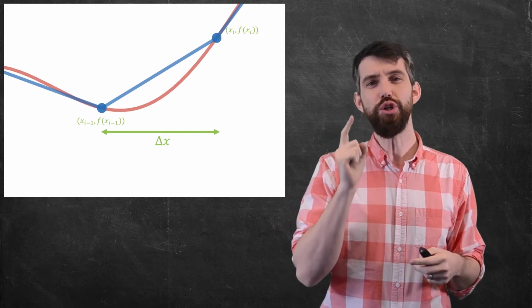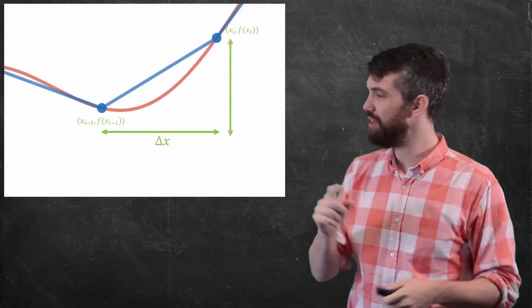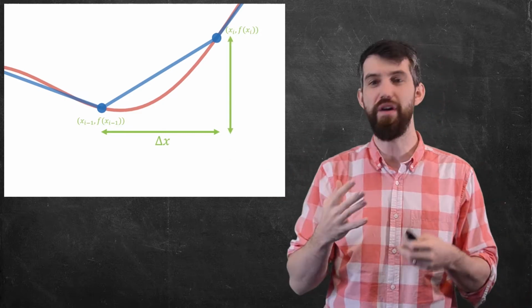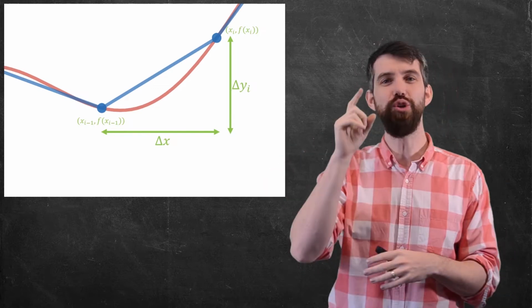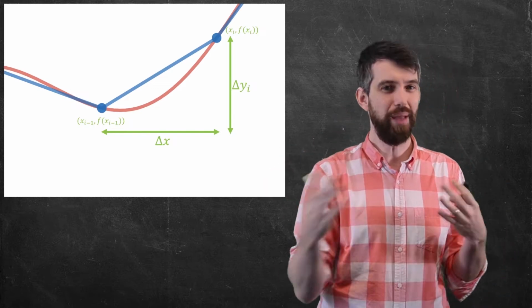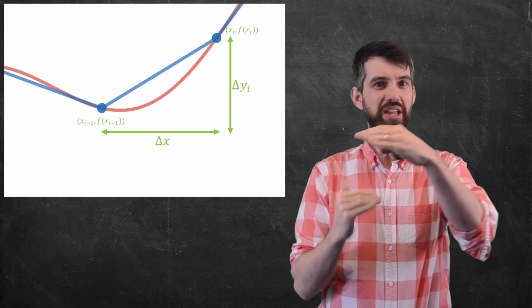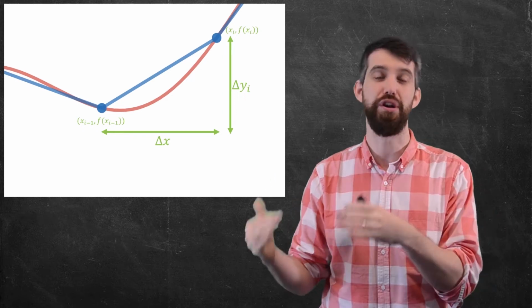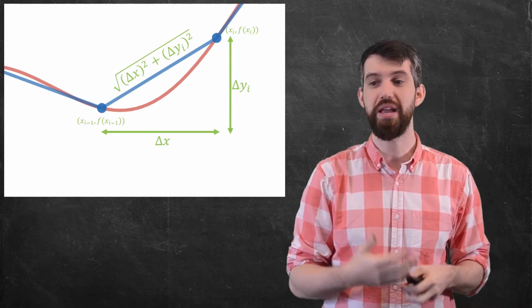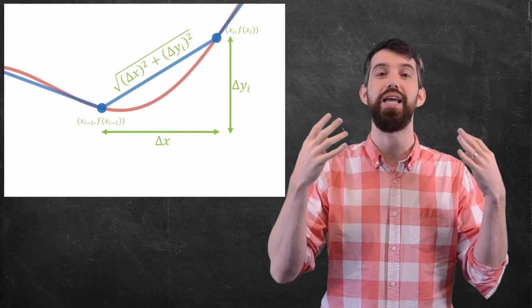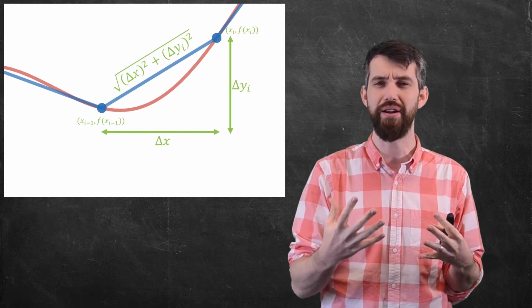But the delta y changes because the delta y here is a function of whatever the height is. And so the delta y, I write delta y sub i. What I mean by that is that the change in y depends on which interval I'm going to be at. Well, now I have this, I can do Pythagoras, and so I get the square root of delta x squared plus delta y sub i squared.